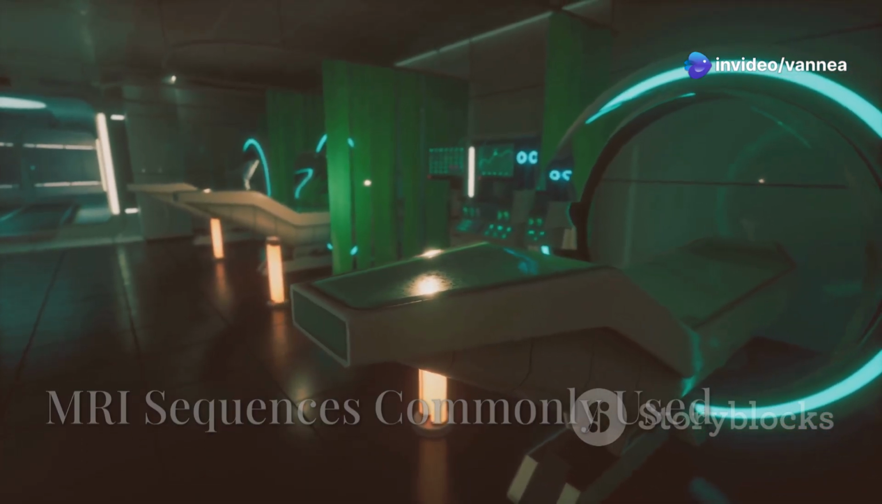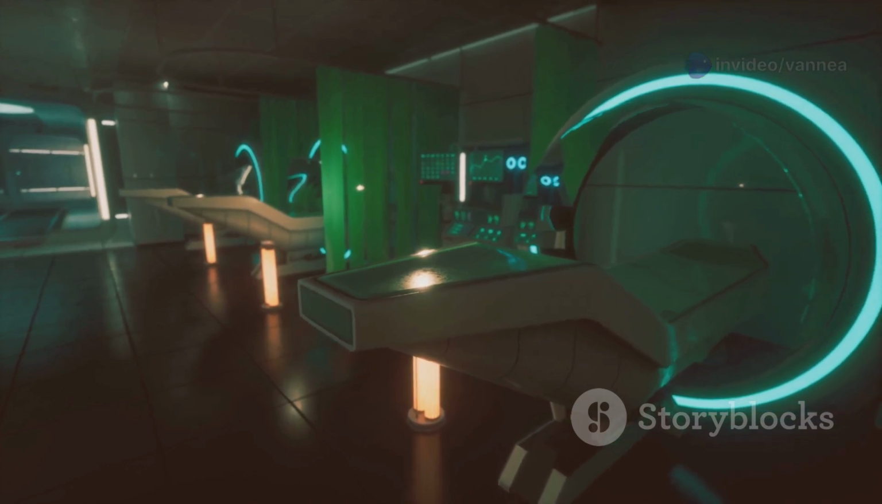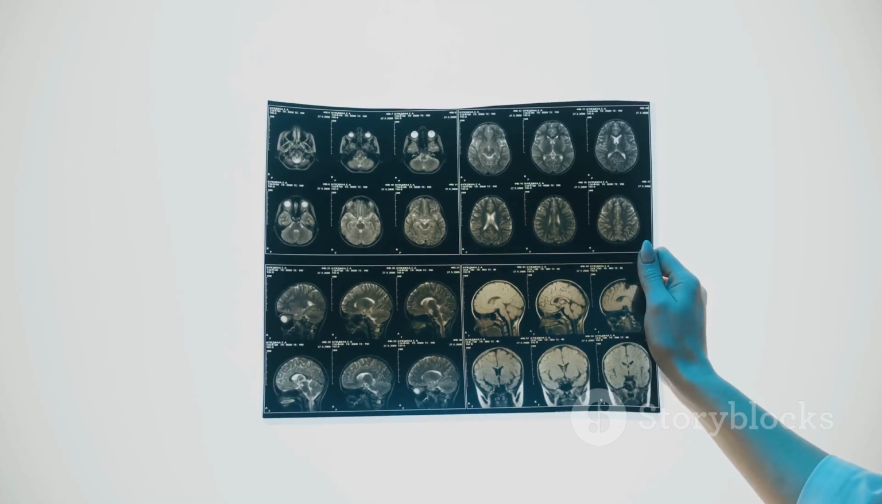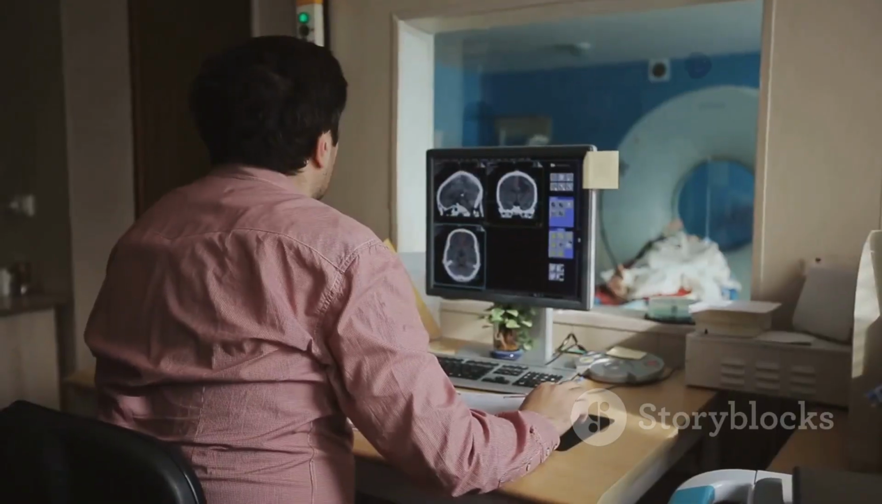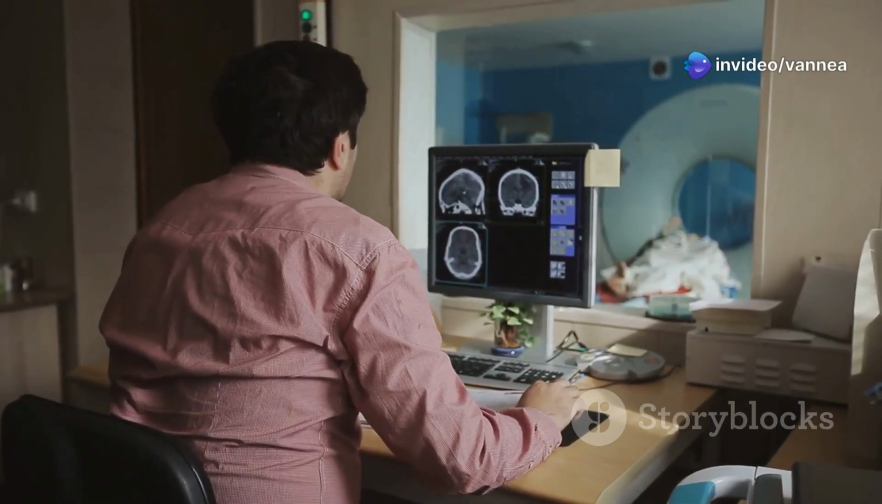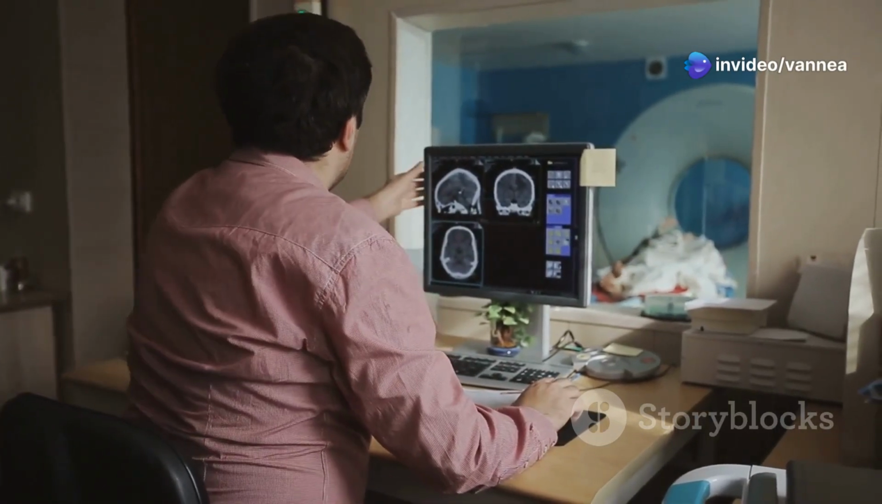So, let's talk about MRI sequences that are commonly used. There are several types, each designed to highlight different tissue properties and abnormalities. Understanding these sequences is essential for interpreting MRI scans effectively.